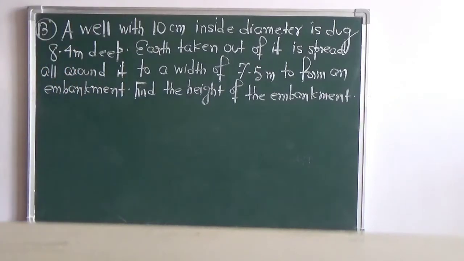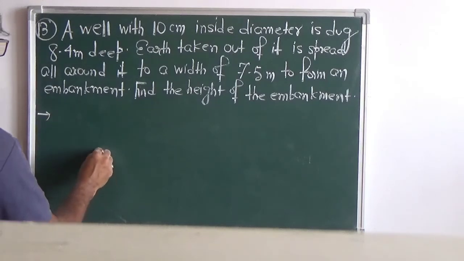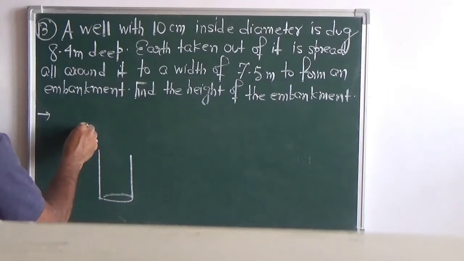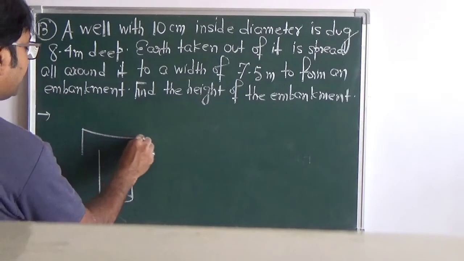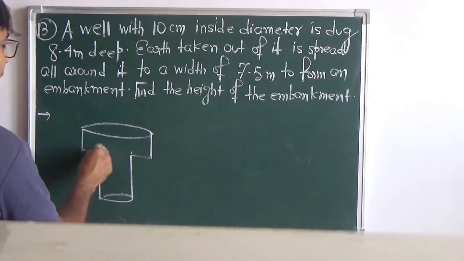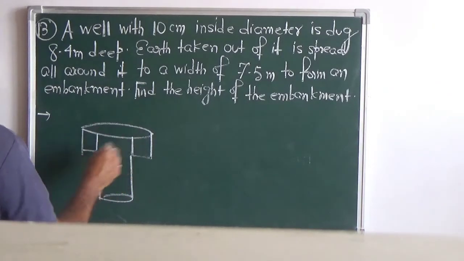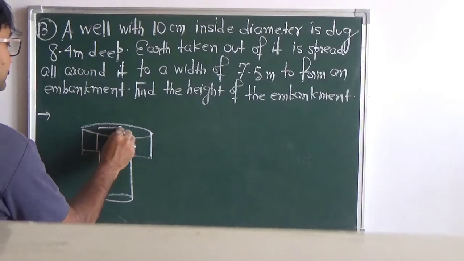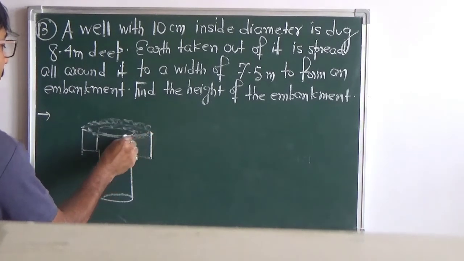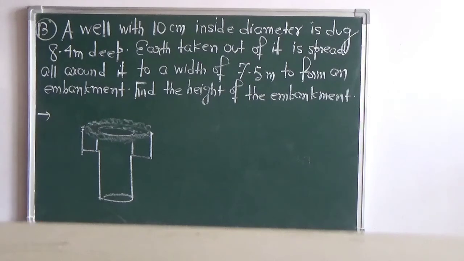Hopefully you have understood this question. What is being told in the question? A well with 10 centimeter inside diameter. Supposing this is the well. Right, this is the well. Now this is how it is being done. An embankment is made, just like this.